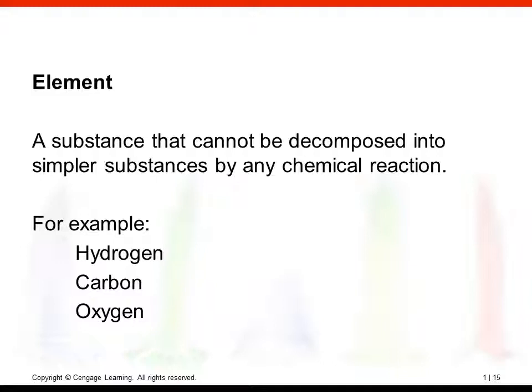A second category of elements is the term allotrope. An allotrope is an element that has different forms, like coal and diamond.